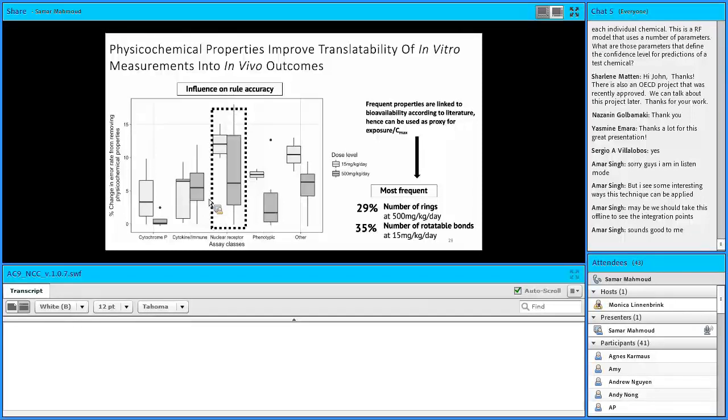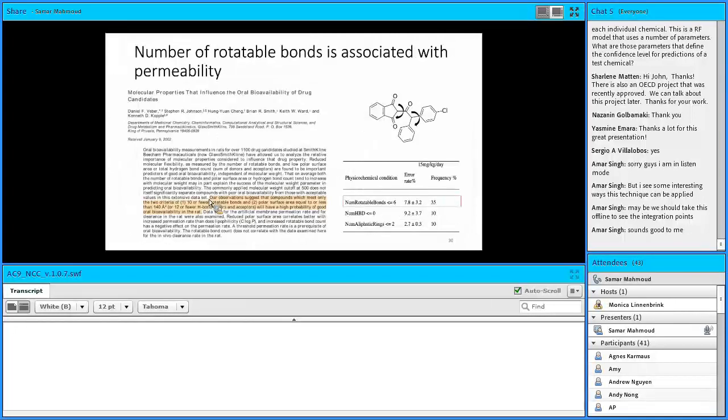And the most frequent property that we've observed is the number of rotatable bonds at the 15 milligram per kilogram per day level, and the number of rings at the 500 milligram per kilogram per day level. What was interesting is that the cutoff by which these conditions have appeared in rules were in alignment with what has been reported in literature to describe good bioavailability.